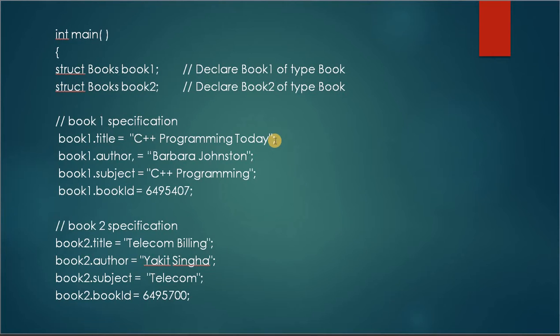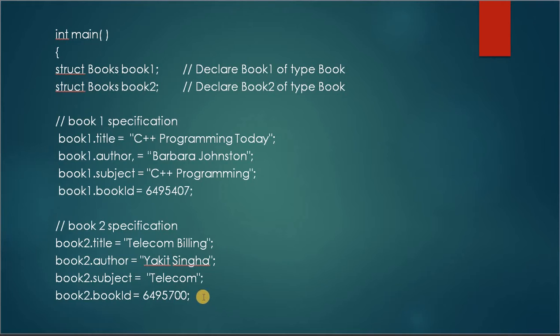book1.title, C++ programming today. book1.author, Barbara Johnston. book1.subject, C++ programming. And here's an ID number, 6495407. Okay? Book 2 is going to have different specifications, has to do with telecom billing, a different author, a different topic, and a different number.